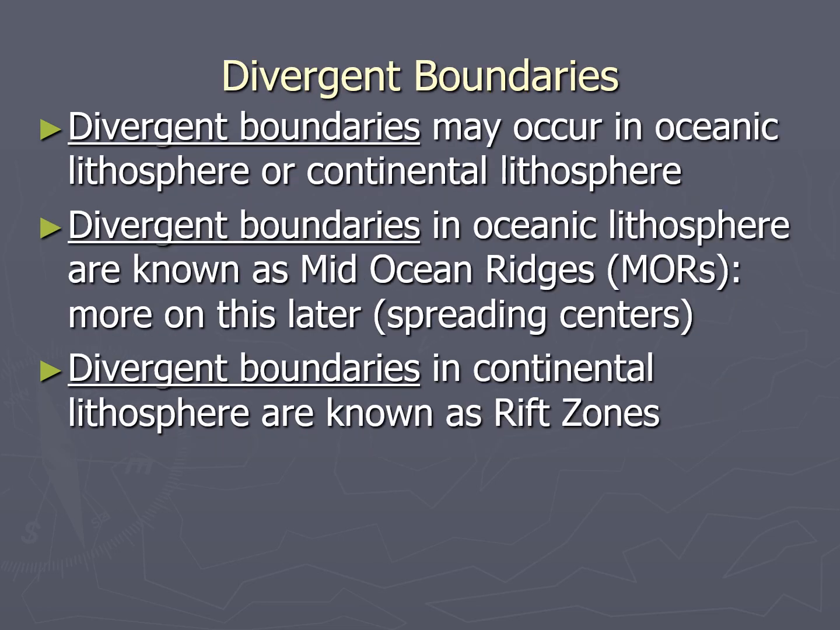We're going to break these down into different subtypes. Divergent boundaries may occur in either an oceanic plate setting or a continental plate setting. If they are in an oceanic setting, oceanic lithosphere, we refer to them as mid-ocean ridges. We can also refer to them as spreading centers. The Mid-Atlantic Ridge is a perfect example of that. If your divergent boundary is in a continental setting, then they are known as rift zones, and the East African Rift is the best example of that.